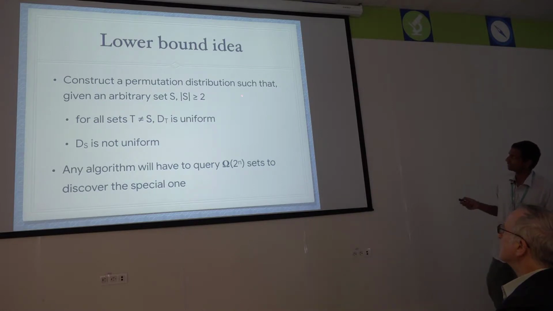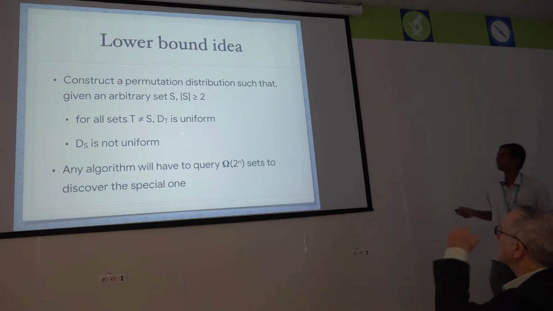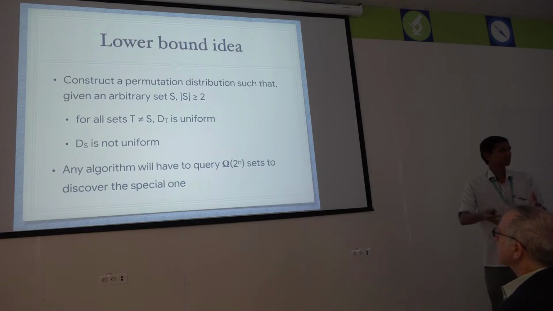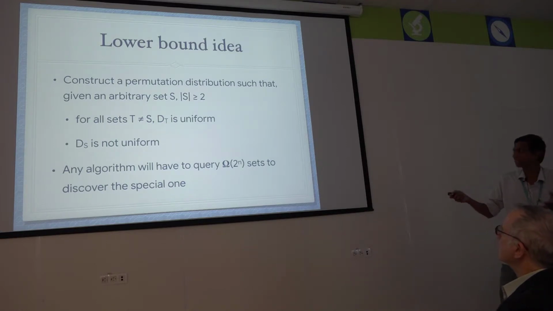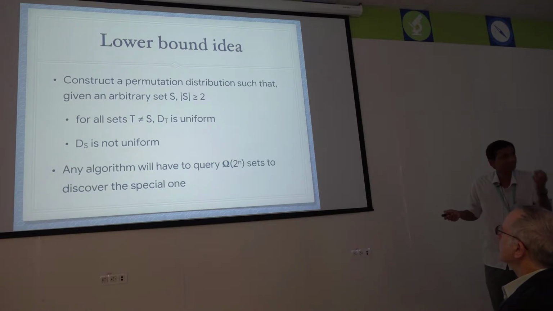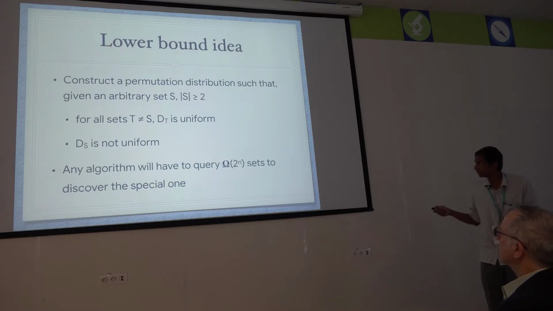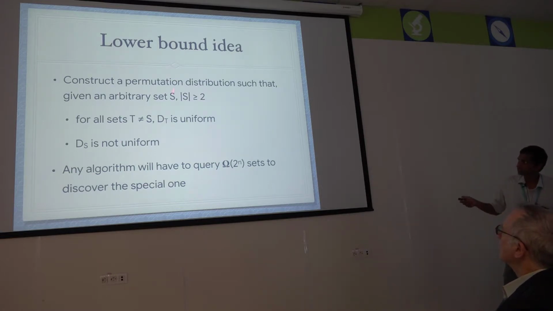What we do is we construct a distribution and permutation such that you're given any arbitrary set S. For all the slates that are not S, the induced distribution is uniform, but the distribution on this slate is not uniform. Therefore any algorithm that has to approximate the slates will have to unfortunately look for the special slate, and therefore it needs to have exponentially many queries, right? So any algorithm will have to use 2 to the n sets to discover the special one, because every other thing is uniform, so you know that, but there's some hidden thing there which you need to find, which is kind of far from uniform.